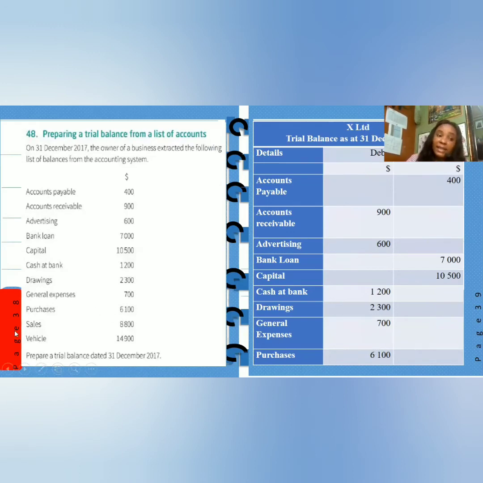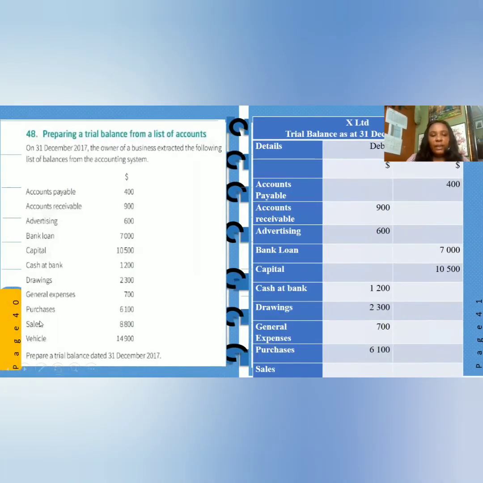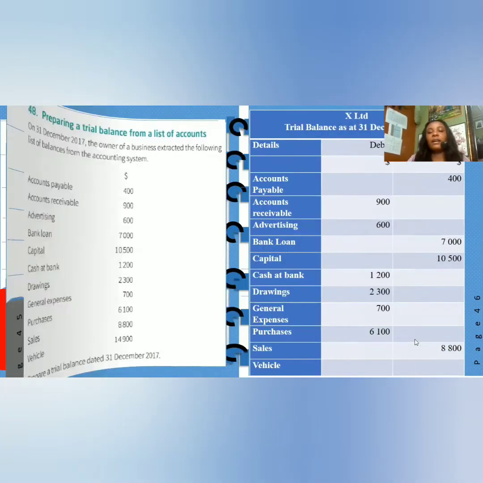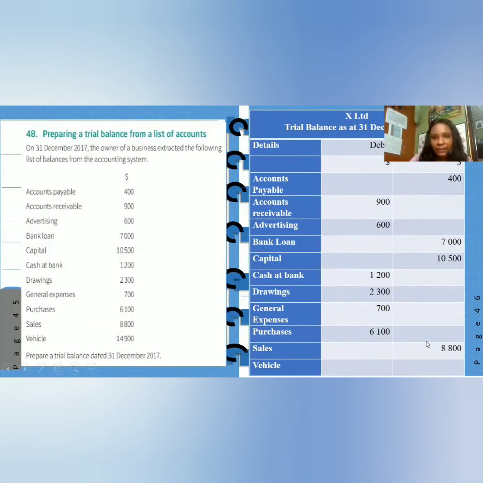The next item is our sales, and you saw earlier that sales will go on your credit side. When you're selling goods, the goods are going out of the business, so you put that on your credit side. So the sales amount would be how much? $8,800. There you go, $8,800. And the last item on the trial balance now is your vehicle. Remember we said assets are things that the business owns. The vehicle is owned by the business, so it's $14,900, and this belongs on your debit side.